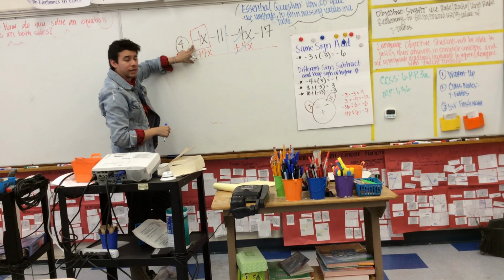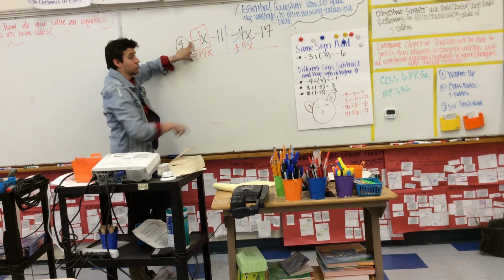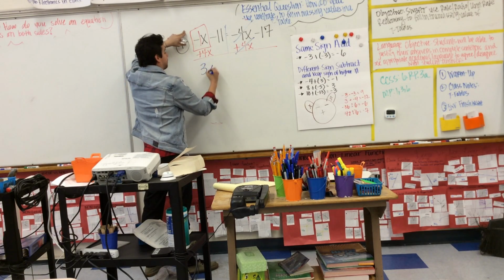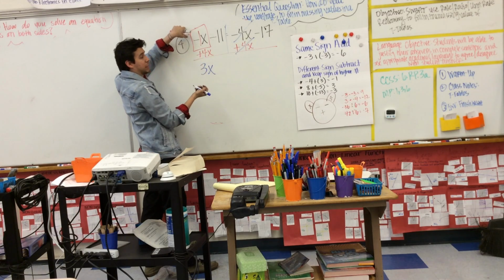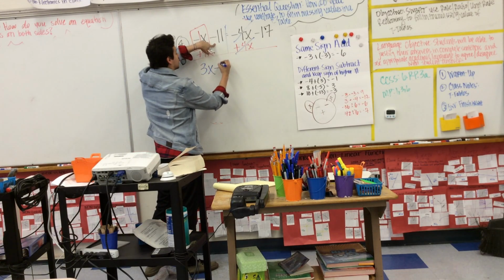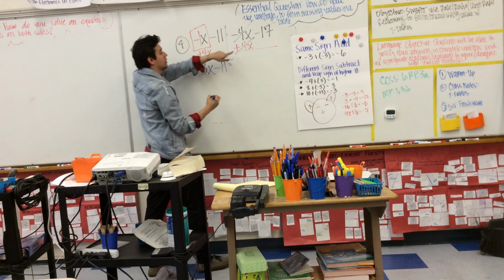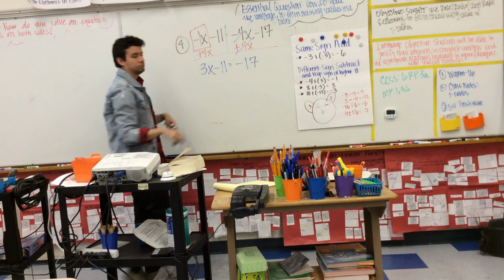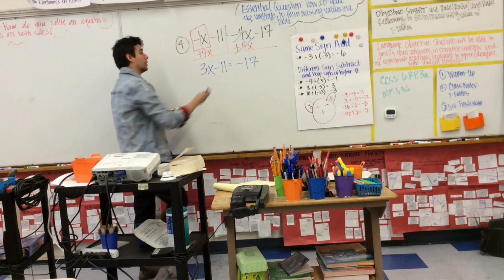-1x plus 4x. Same sign or different signs? Different signs. What do you do when you have different signs? Subtract. So I know that's 3x, and it's positive 3x because 4 is bigger. I didn't touch the -11, so I'm going to bring it down. I didn't touch the -17, so I'm going to bring it down. Now it became a simple problem.